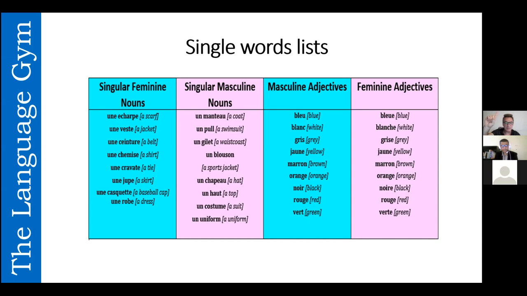Sir, yes, how about blanche? Okay, blanche is irregular. So now you have 3 rules. It goes after the noun, it adds an E, and there are some irregular ones. Sir, yes, how about orange, rouge? They already have an E. Do you add another E? No. Rule number 4, if it ends in E, it stays with an E.